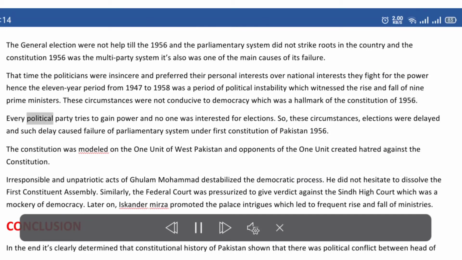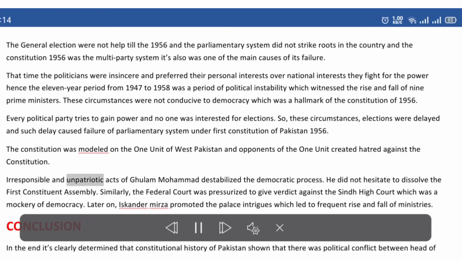Every political party tried to gain power and no one was interested in elections. So, in these circumstances, elections were delayed, and such delay caused the failure of the parliamentary system under the First Constitution of Pakistan 1956. The Constitution was modelled on the one unit of West Pakistan, and opponents of the one unit created hatred against the Constitution.